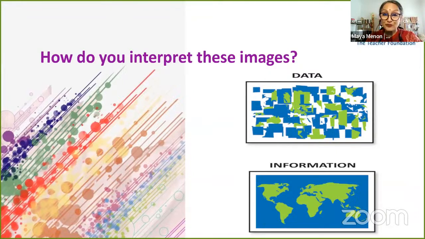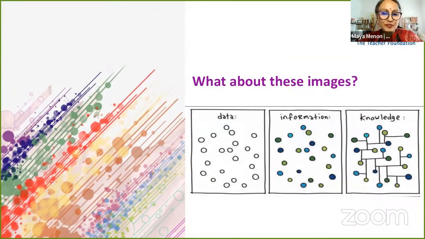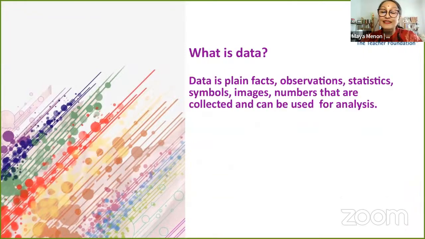I leave it to you to interpret what these images are, because another way of interpreting data, information, and also knowledge is through these three images. You see data as disparate bits of evidence, information as some kind of categorized bits of evidence, and then knowledge as connected bits of evidence. So what is data? Data is just plain facts, observations, statistics, symbols, images, numbers that are collected and can be used for analysis. And schools are full of data.